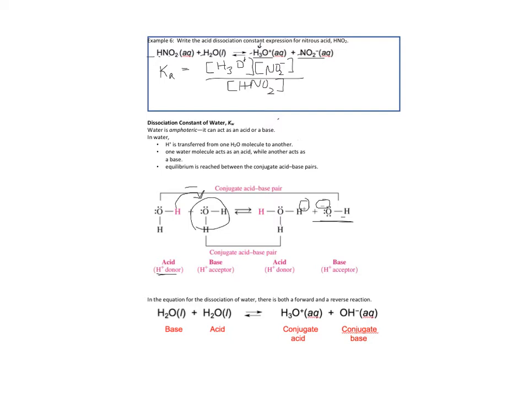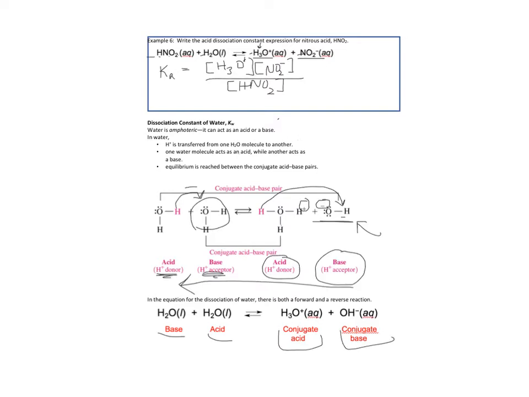So this is our acid, our hydrogen ion donor. This is our base, our hydrogen ion acceptor. On the other side, going in the reverse direction, this is our acid because it would give that hydrogen ion back, this time to the hydroxide. This is our base because it would accept that hydrogen back, going in this direction. Okay? So in the equation for the dissociation of water, we have both a forward and a reverse reaction, just as shown up here. So we have water, which is acting as our base, water, which is acting as our acid, and then on the opposite side, we have our conjugate acid and our conjugate base.